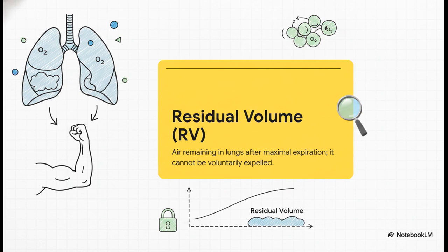And finally, we have the residual volume, which sits at roughly 1,200 milliliters. Now listen closely here, because this is a biophysical necessity. You literally can never voluntarily expel this volume. It has to stay in your lungs to prevent the alveoli from completely collapsing, and it provides this continuous reservoir for gas exchange even while you are actively breathing out.